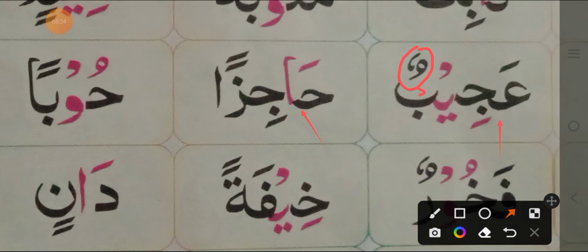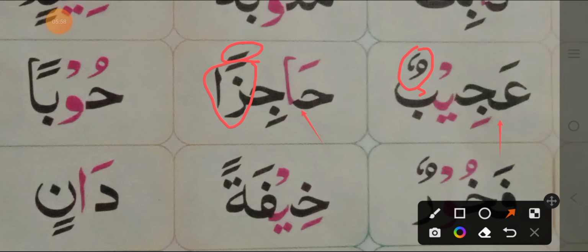Ha alif zabar ha, jim zir ji, haji, za tu zabar zan, za like a whistle sound and ha with fresh breath, hajizan. In stop, we just remove one zabar and the one zabar with alif is converted into alif madda: hajiza. Hajizan in stop, hajiza.